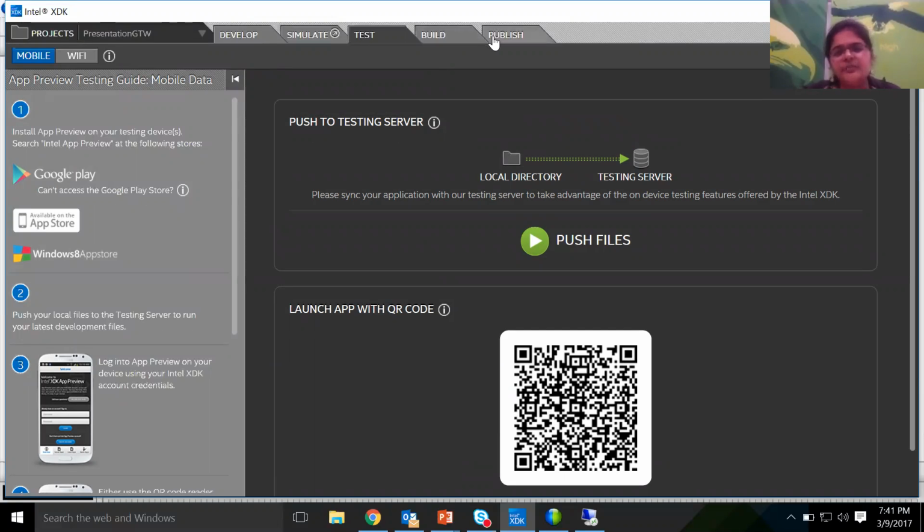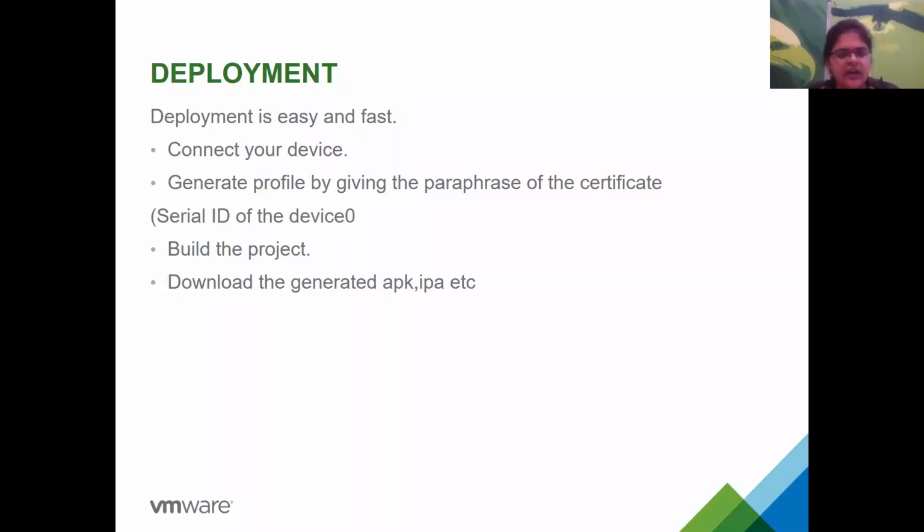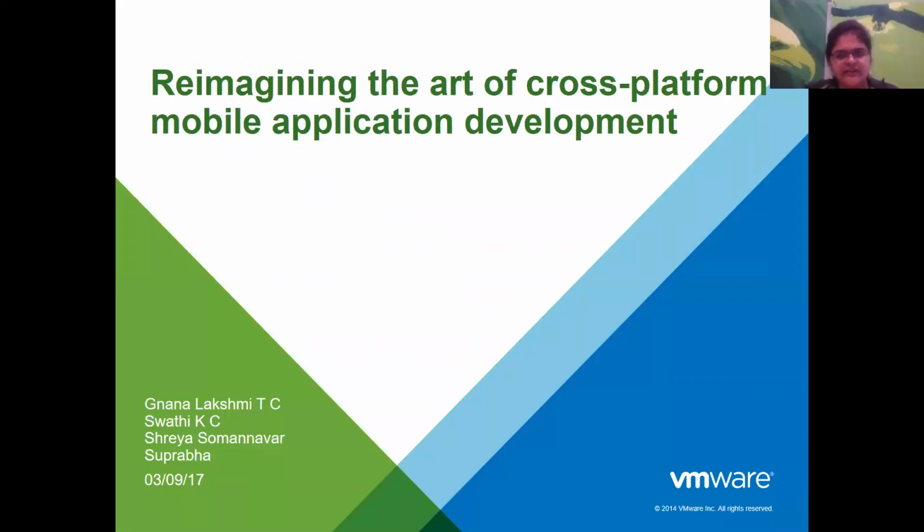So the build and publish tabs are used for deploying your application onto your Google Play Store or your iOS Play Store. So with this, I would like to close the presentation, and I hope that you guys found it interesting. And I hope that you guys download and start developing basic applications, because all you need is just a couple of user credentials.